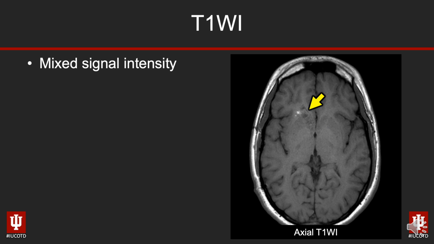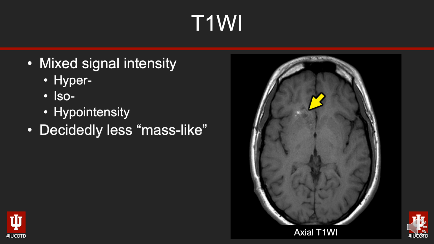Whenever we have an imaging finding on head CT like that, it's always wise to get an MRI. And so let's run through the MRI pulse sequences. First up, axial T1 weighted image. You can see that in that area of hyperdensity on the non-contrast head CT, we have an area of mixed signal intensity, denoted here by the yellow arrow. We've got some areas that are hyperintense, some areas that are isointense, and some areas that are hypointense on the T1 weighted image. But it does certainly look less mass-like. It doesn't look exactly like we have a tumor. Although, boy, on that head CT, it certainly looked like something was occupying some space.